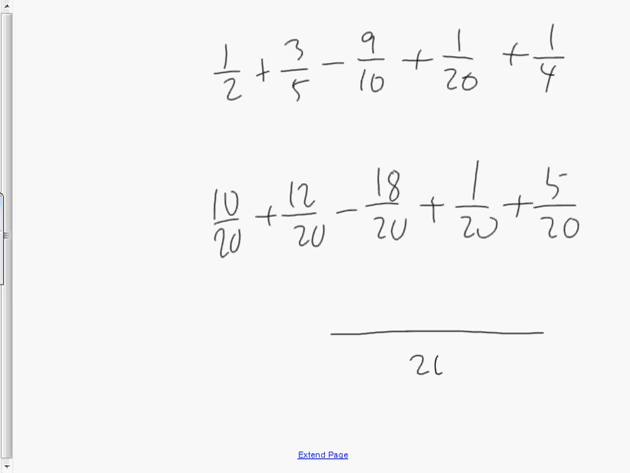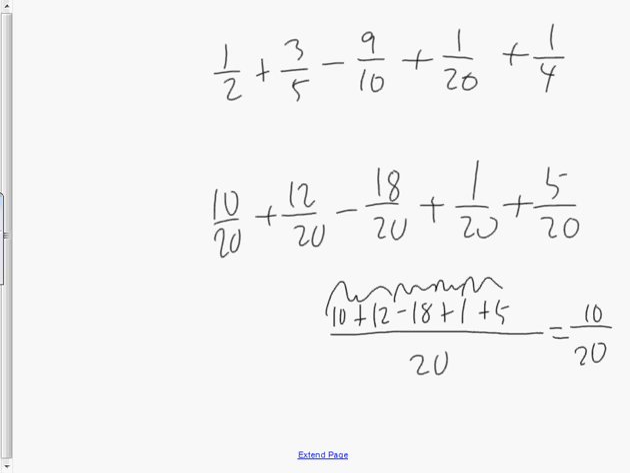Then, if you keep your denominator, you can add, subtract, add, and add those numerators. This is 22. 22 take away 18 is 4. 4 plus 1 is 5. 5 plus 5 is 10. So the numerator simplifies to be 10. And 10/20 in lowest terms is 1/2.